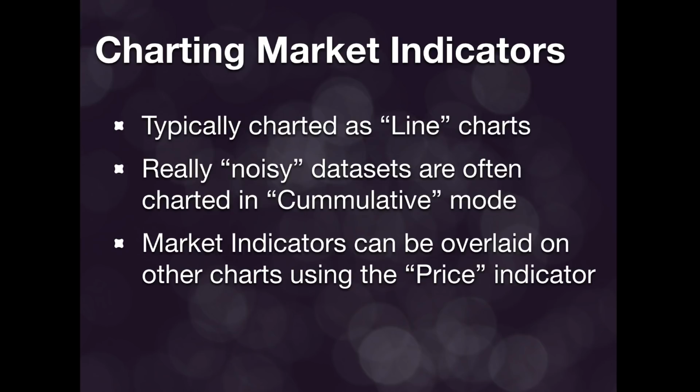So how do we chart market indicators? What do those look like? They're typically charted as line charts because usually they just have a single value per period. A lot of them are very noisy, meaning that they go up and down frequently. Those are often charted in cumulative mode. I'll show you an example of that in just a minute.